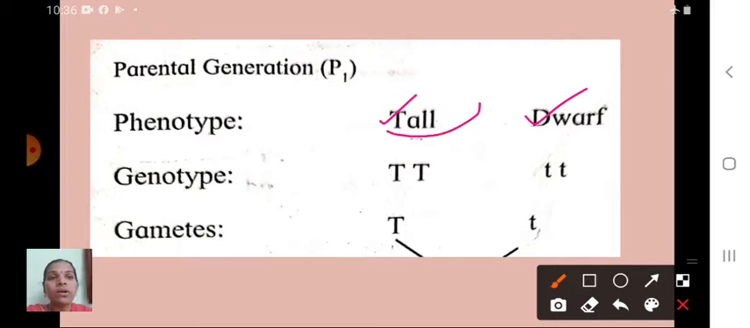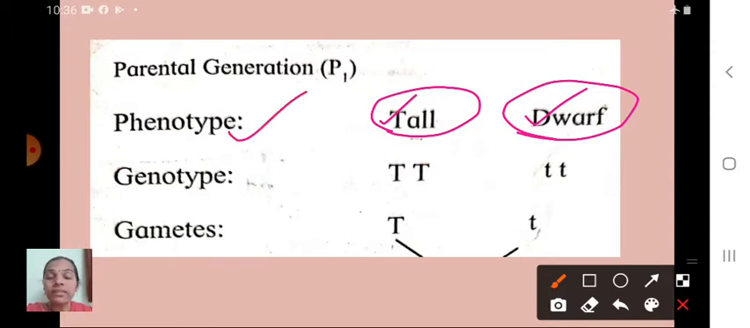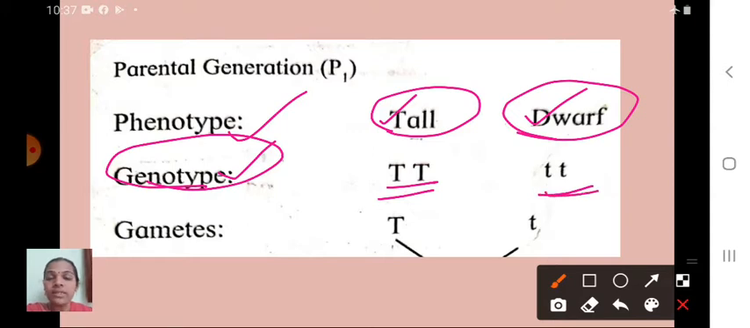So this tall and dwarf, is it phenotype or genotype? Very good, it is a phenotype. That means it is the physical appearance. Genotype means the genes responsible for those physical characters. Here, capital T and small t, this is the genotype of the parents.